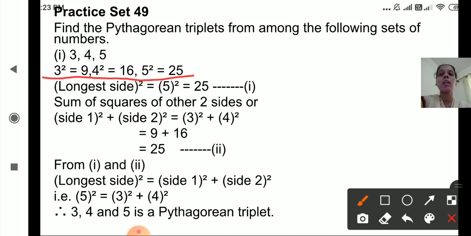3, 4, 5. 5 is the longest side. So what is 5 square? That is 25. So this is the first statement. Now how will you find the second statement? The second statement is side 1 square plus side 2 square.